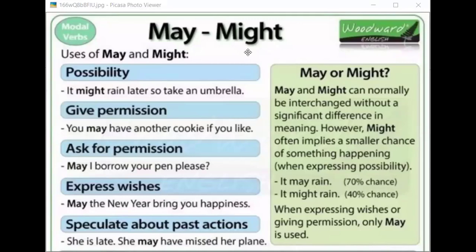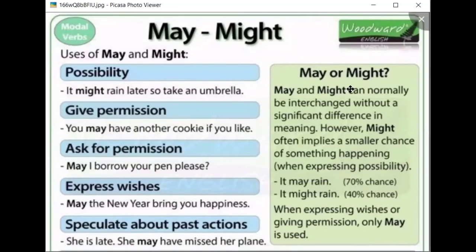In this class, we are going to revise usages of modal verbs. Okay, so let's get started. Who would like to read the text on the screen? Starting from here, may or might. Raise your hands. Okay, Minal, go on.